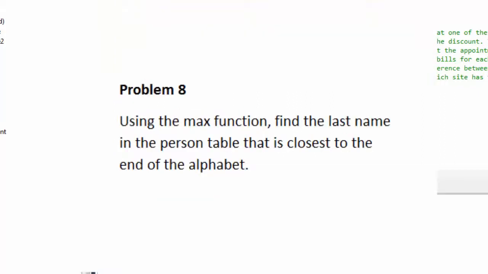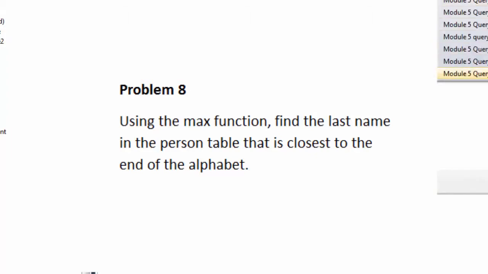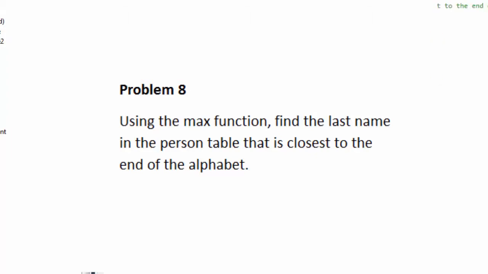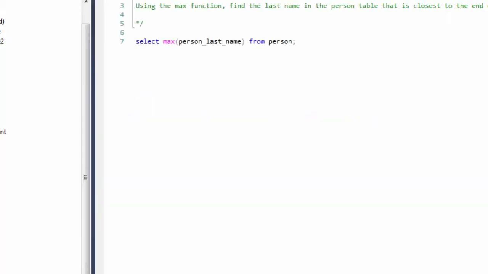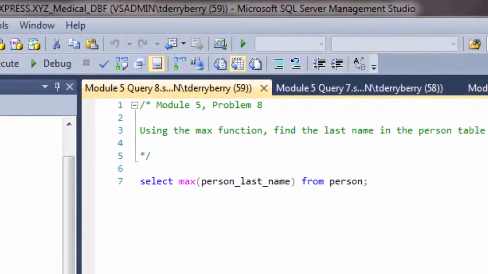Problem 8. Using the max function, find the last name in the person table that is closest to the end of the alphabet. This one is really simple, and you can just use the max aggregate function to select the max person last name from the person table.